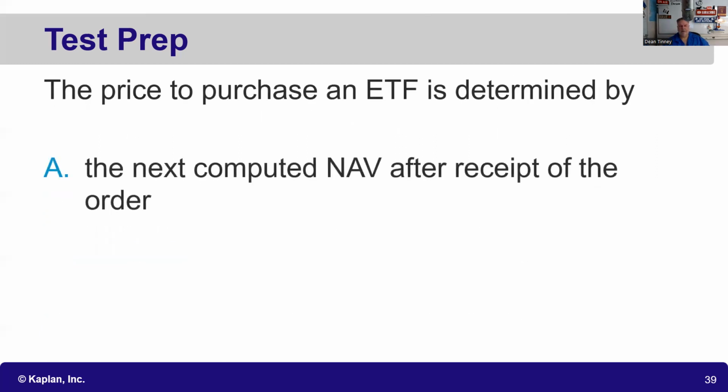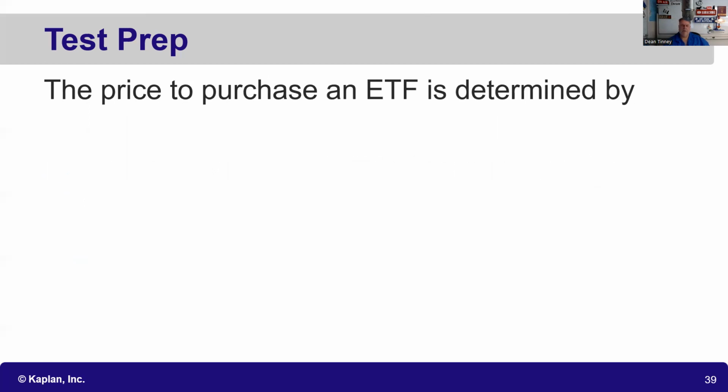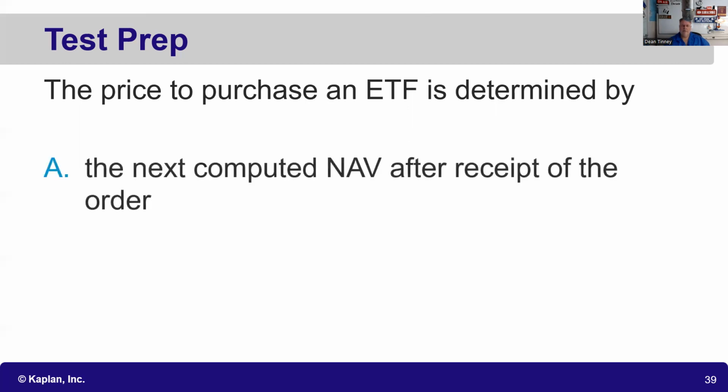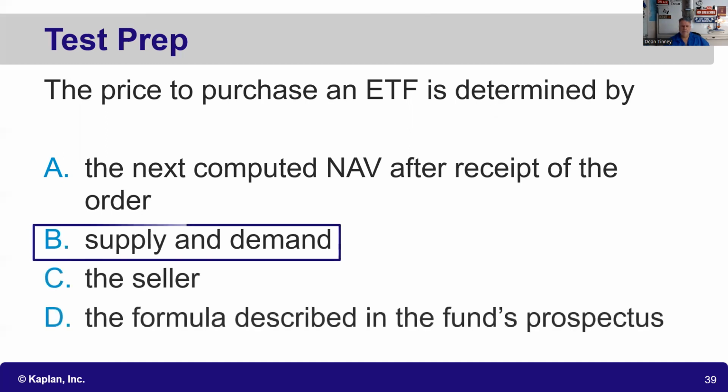The price to purchase an ETF. Very testable again, to be able to distinguish between an ETF and an open-end mutual fund. How are they different? And this is one way they're different. A traditional mutual fund, remember, is doing business directly with its fund shareholders at the next calculation of the NAV. That's called forward pricing. Some people don't like forward pricing, and that's not true of an exchange traded fund. Nope, A is a mutual fund. This is not a mutual fund. There we go. Supply and demand. It trades on supply and demand in the secondary market. Boom.